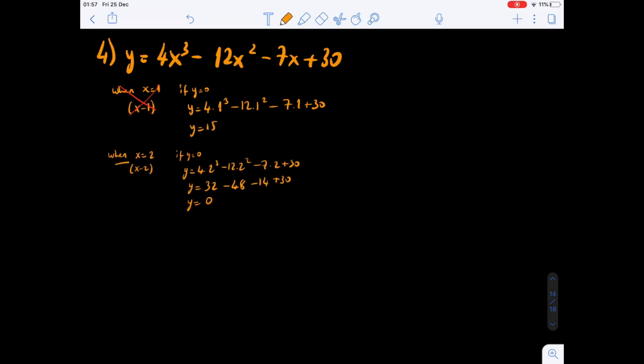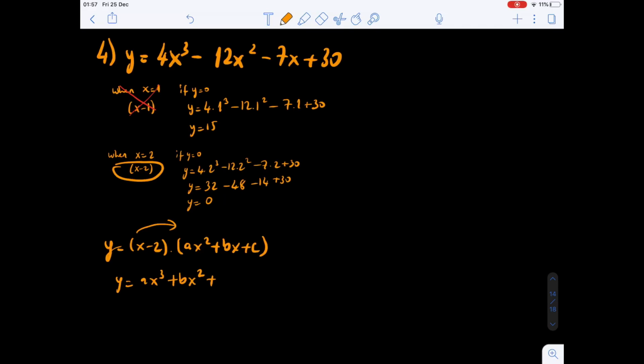We found a factor of our polynomial, which is here. So this is the factor. So the second step is y equals x minus 2 times the standard form of quadratic ax squared plus bx plus c. So I'm looking for those unknown letters a, b, c. To find them, I'm just distributing right now. y equals ax cubed plus bx squared plus cx minus 2ax squared minus 2bx minus 2c.